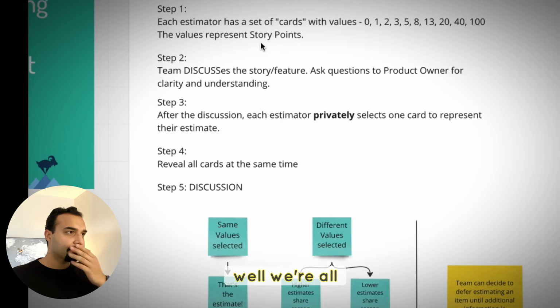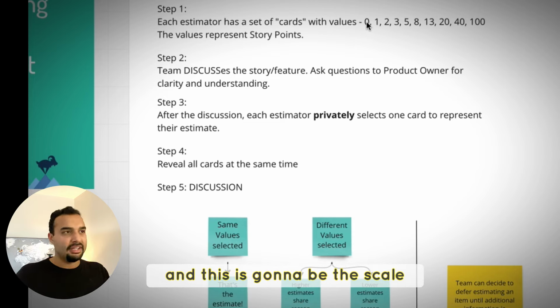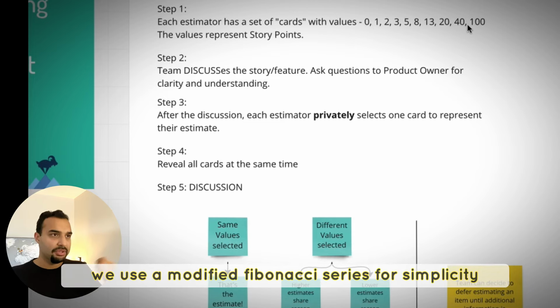You go through the steps. Well, we're all going to have a card, and this is going to be the scale. We use a modified Fibonacci series for simplicity.